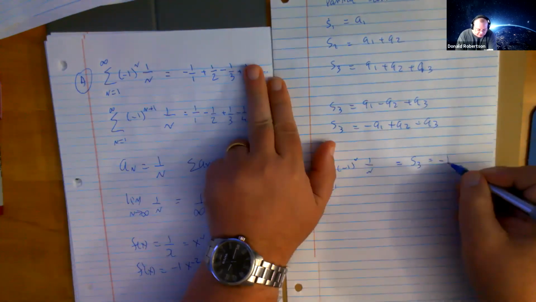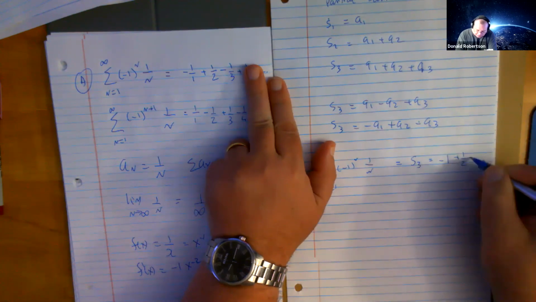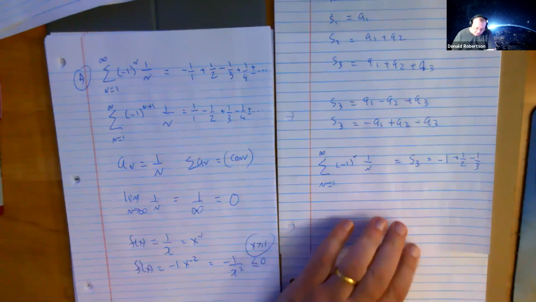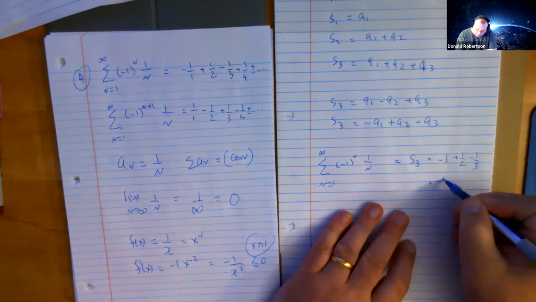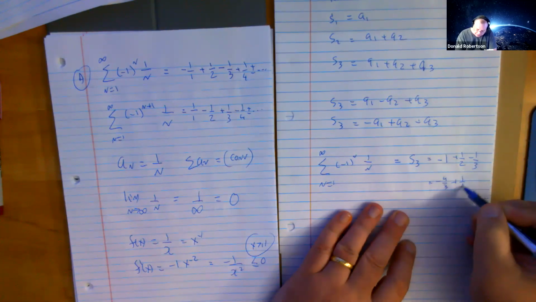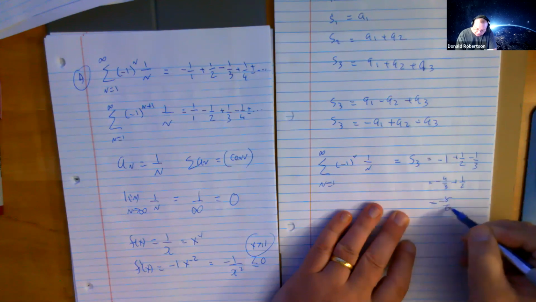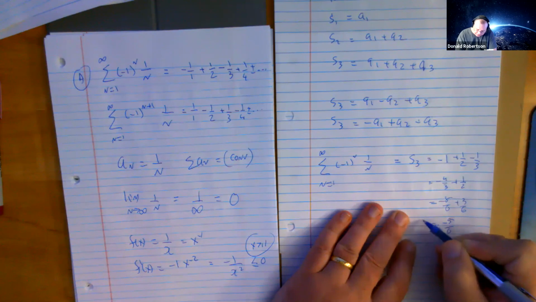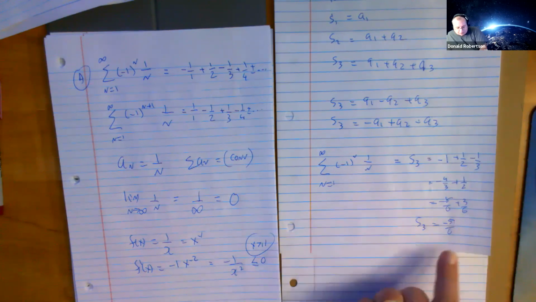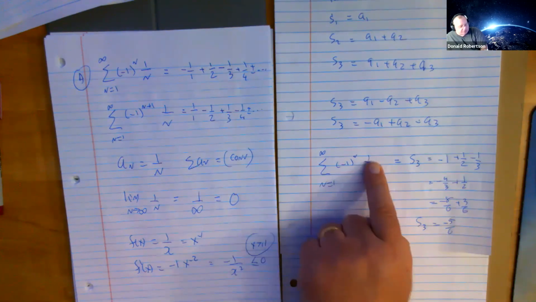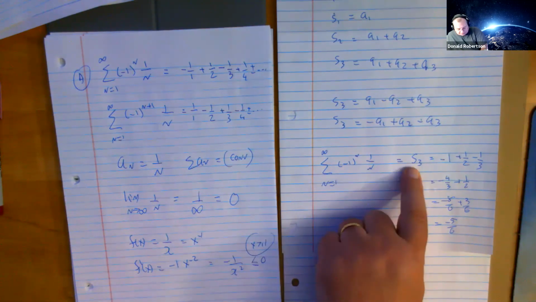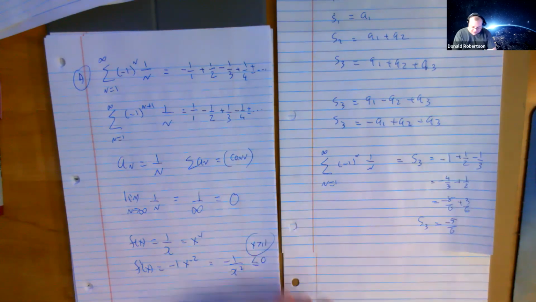So what's that? Negative 1 plus a half, take away a third. So that's negative 1/2, add... convert them into sixths: negative 6/6 plus 3/6, take away 2/6. The answer I get is negative 5/6. Now, I'm not saying that this series adds up to negative 5/6. I'm just saying that if you add up the first three terms, it becomes negative 5/6.